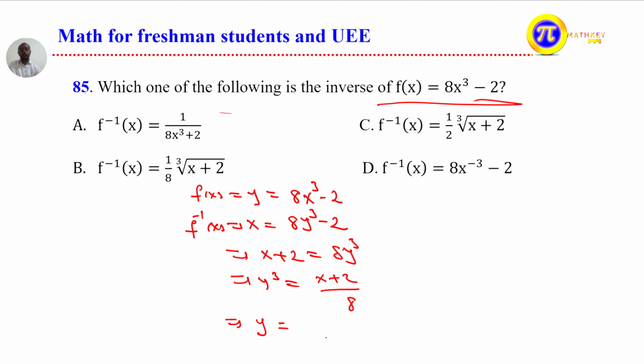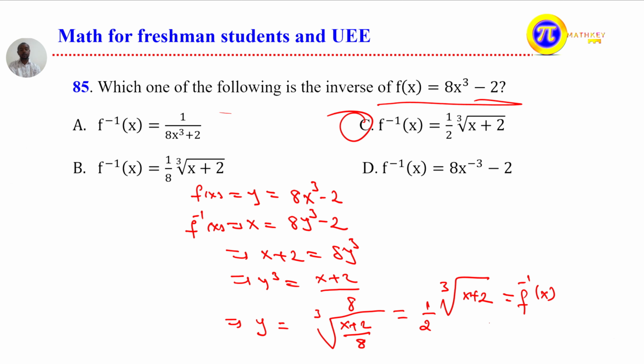Y is equal to the cube root of x plus 2 over 8. Since 8 is a perfect cube, we can take out the cube root of 8, which is 2. So this becomes 1 over 2 times the cube root of x plus 2, which is equal to the inverse of our function, f inverse at x, equals 1 over 2 times the cube root of x plus 2. So we can find the inverse of the given function.